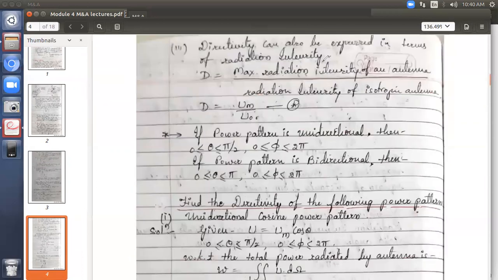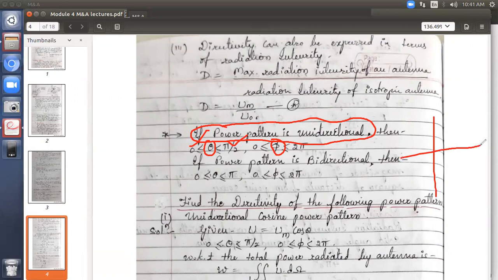As a note, you can see it here. If a power pattern given is unidirectional, assume it is unidirectional, then the range of theta is between 0 to pi by 2. Okay, only one quadrant. And the range of phi is 0 to 2 pi. It will take two quadrants. I am talking in terms of this.